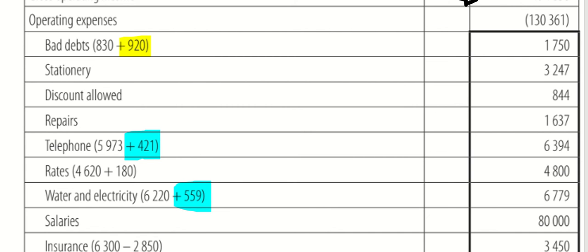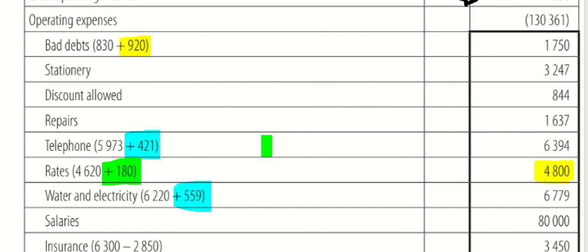Dieselfde by die heffings, so at the rates, they tell us the rates and taxes for the year amounts to 4,800. So die 4,800 is die bedrag wat ek moes betaal het en dis die bedrag wat nou daar staan. Maar in my boeke is dit net as 4,620. So I still need to add 180.